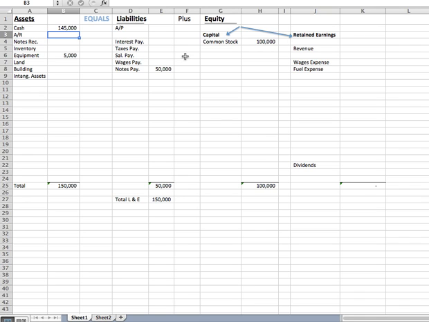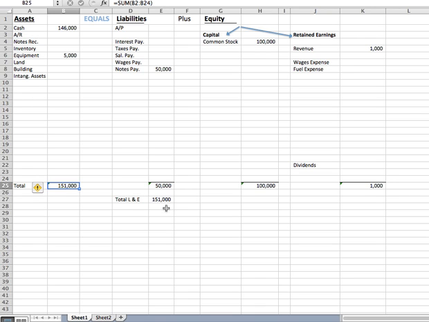Now let's assume this company goes out and performs some services and earns revenue. And let's assume in this case that revenue was received in cash. So now it's got even more cash, another $1,000, and it now has revenue, which is a component of retained earnings eventually. Total assets equals total liability plus equity.